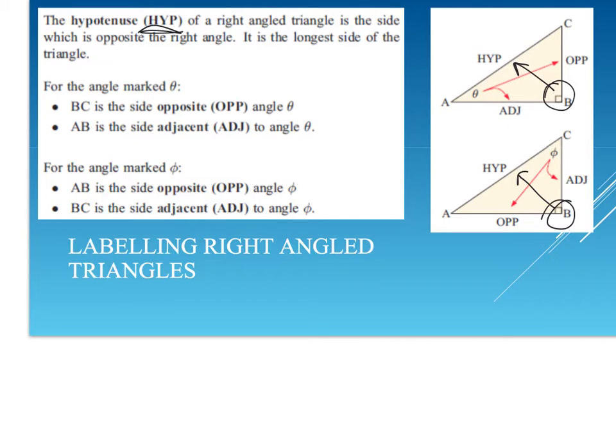Then if we look at the angle marked theta, BC is the side opposite theta. So when we find theta, we go across, and we mark that our opposite side. And then adjacent is another word meaning next to. So when we try to find the adjacent side to angle theta, here's our side that's adjacent to that. And for the angle marked beta, the side opposite, again we find our angle, we go across, and that's the side opposite. And then for our adjacent side, we find this side that's next to that angle.